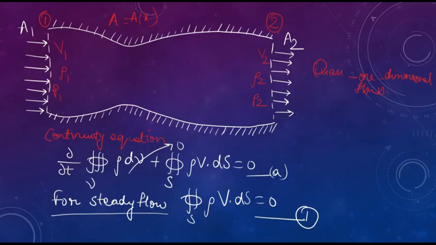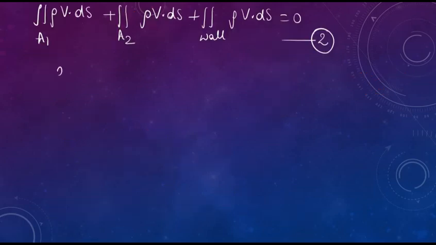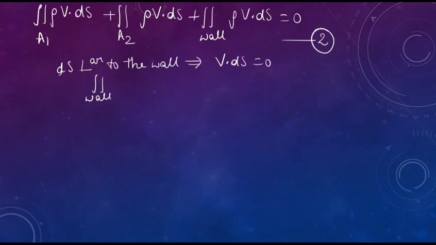Now, along the walls, the flow velocity is tangent. That is, ds is perpendicular to the wall. So when ds is perpendicular to the wall, what happens to the term v dot ds along the wall? It becomes 0, which means the integral at the wall of rho v dot ds goes to 0. Let us say this is our equation 3.